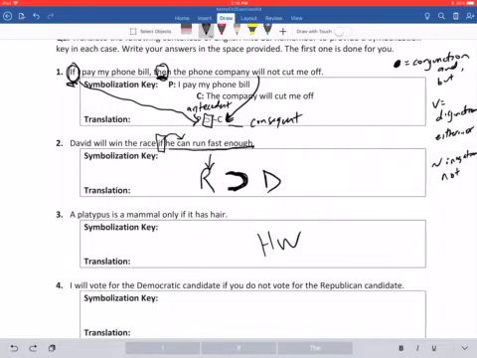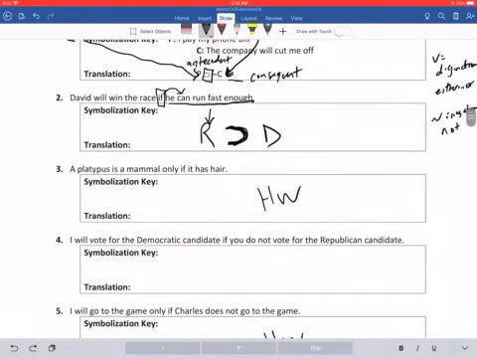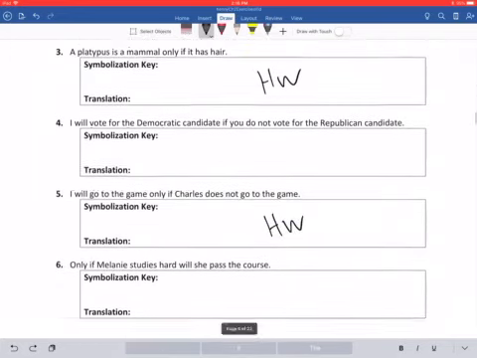All right. Oh no, sorry, that one wasn't homework. Okay, so remember that. Whatever comes after the if is the antecedent. Whatever comes after the then, and notice in this case there's no explicit then, but whatever comes after the second part is the consequent. Okay, number 4.